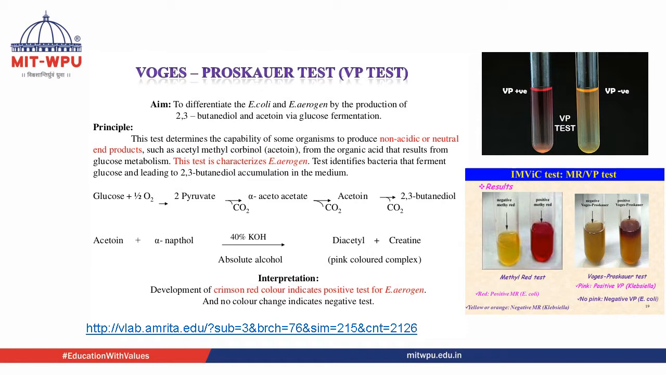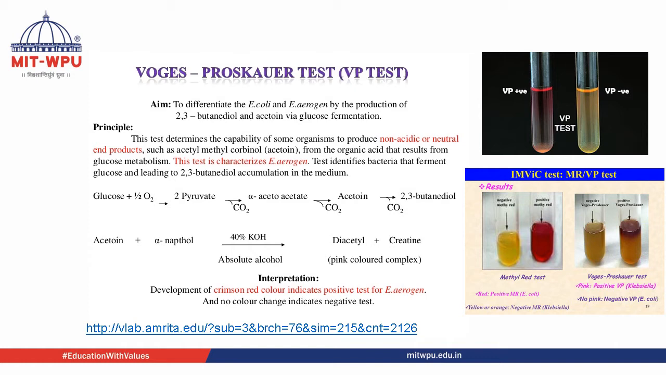test. What is the aim of this test? To differentiate E. coli and Escherichia aerogenes by the production of 2,3-butanediol and acetoin via glucose fermentation. The basic principle behind this test is to determine the capability of some organisms to produce non-acidic and neutral end products such as acetyl methyl carbinol, which is also called acetoin, from the organic acids that result from glucose metabolism. This test is characteristic of Escherichia aerogenes.